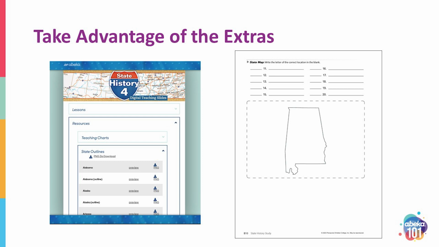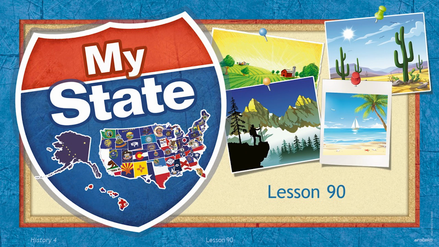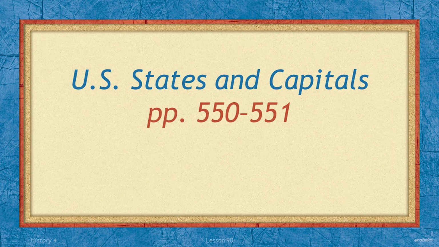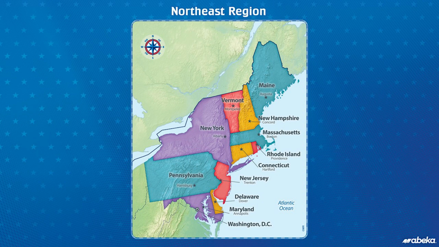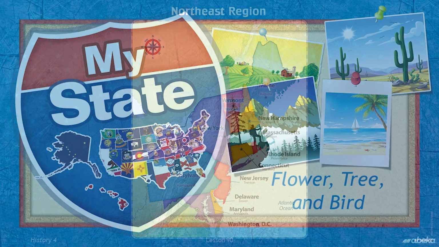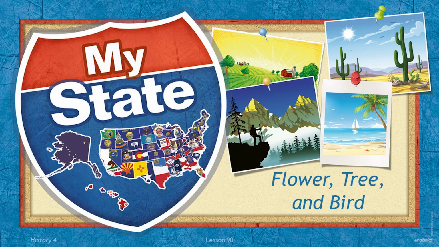Here's an example of the Lesson 90 digital teaching slide lesson that has already been pre-filled in with particular things from the lesson plan that you have. So it reminds you to review your U.S. states and capitals, gives you the page numbers, review the presidents of the United States, reminds you of the page numbers, gives you the same maps that the curriculum lesson plans call for to be reviewed, so you can review those with your child, and then prompts you for the areas of state history study that you'll do in this lesson. In Lesson 90, we're first going to talk about the flower, the tree, and the bird.